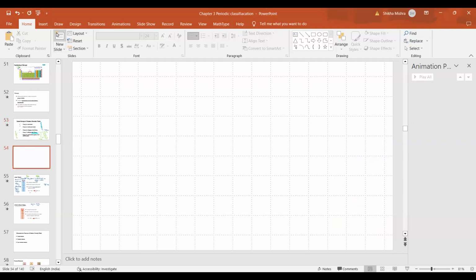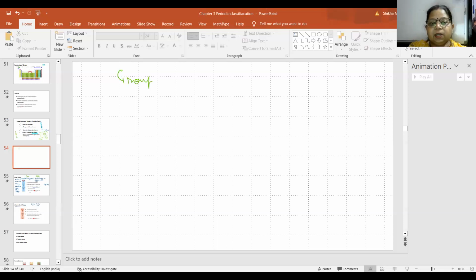Okay, talking about group 18 elements. Group 18 elements are known as noble gases, as well as inert gases or inert elements. Now the question is which is better and why? Again, it's a reasoning question. In this chapter, you will find many reasoning questions. In the earlier chapter we did a lot of numerical based questions. Here we'll be doing a lot of reasoning based questions.